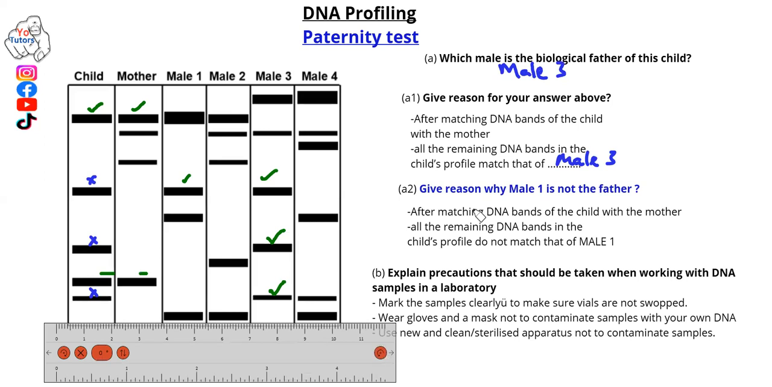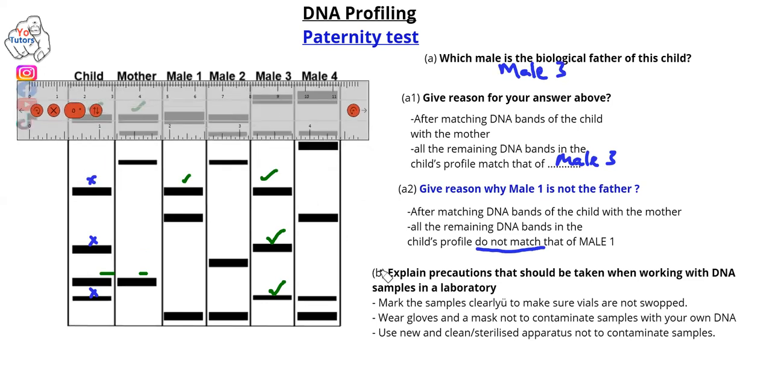But the question can also be asked, say, give reason why male 1 is not the father. You can now say, after matching DNA bands of the child with the mother, all remaining DNA bands in the child profile do not match that of male 1. That's the reason. This is going to give you all the marks that will be allocated on that question.